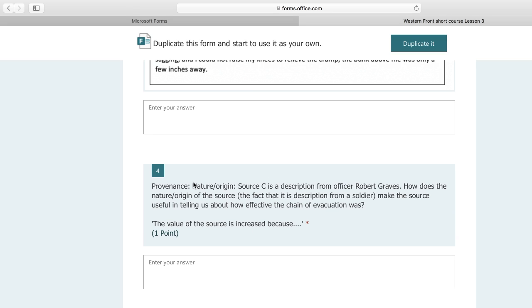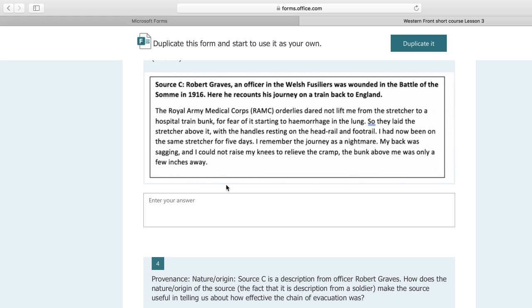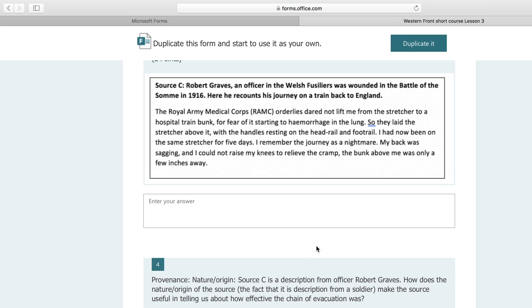Now, when we think about the provenance, we're thinking about the nature, the origin, and the purpose. And we're looking at source C. So this one's asking you about source C. What is the nature of source C? So source C is Robert Graves, an officer in the Welsh Fusiliers, was wounded in the Battle of the Somme in 1916. Here he recounts his journey on a train back to England. Now, the nature of this source, while ambiguous, it's a description. We know it's a description from someone's memories.